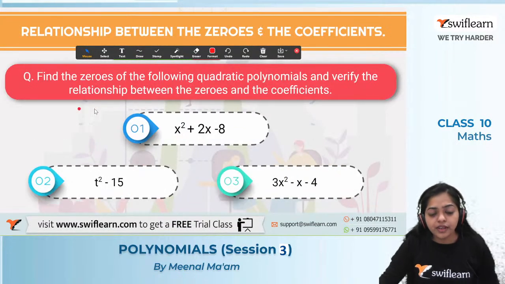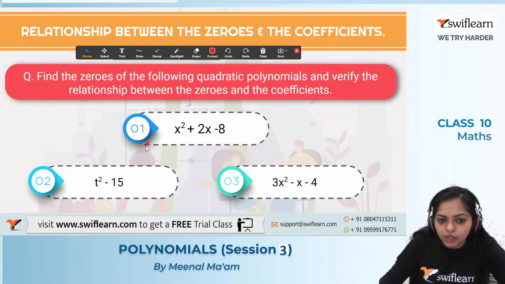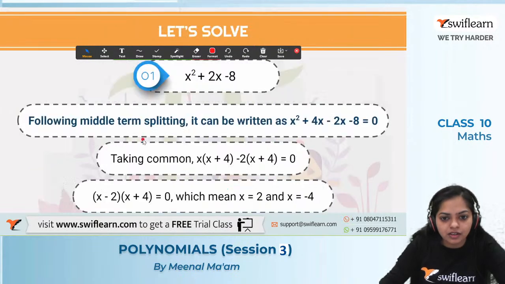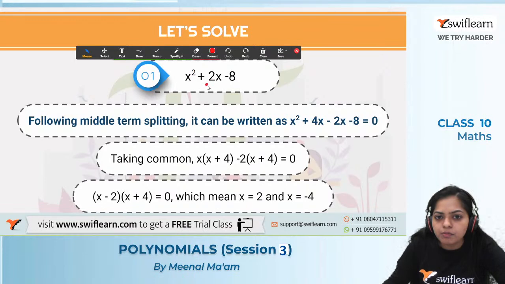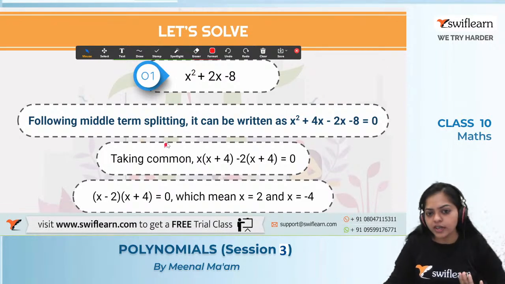All right, so here, find the zeros of the following quadratic polynomial and verify the relationship between the zeros and coefficients. All right, so we will do this question number 1. Okay, so here's question number 1: x square plus 2x minus 8. So we know how to find the zeros, right? We are now experts in how to find zeros: splitting the middle term.